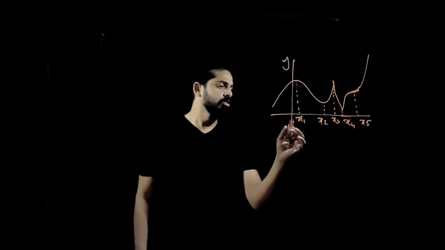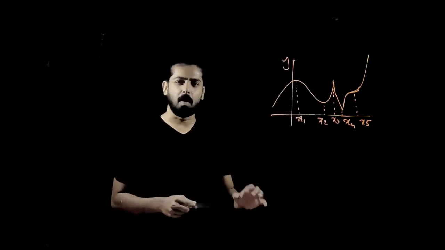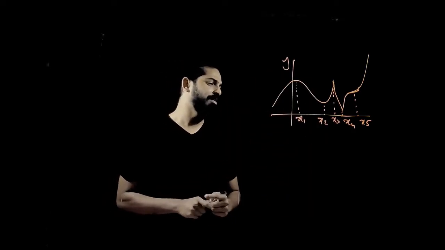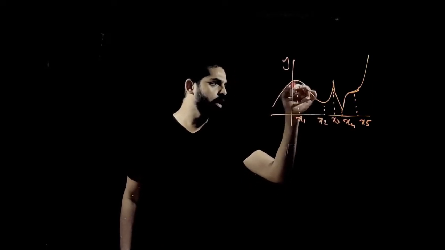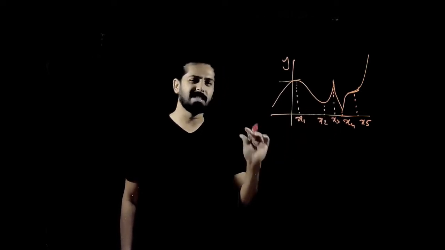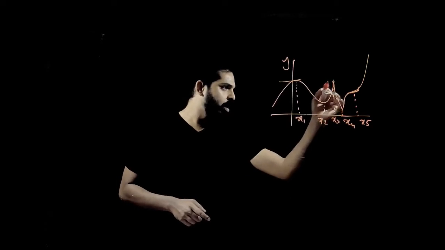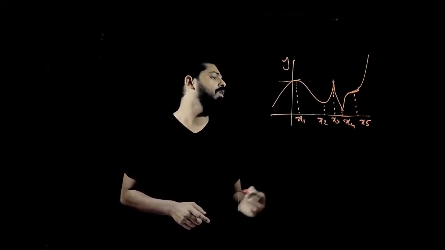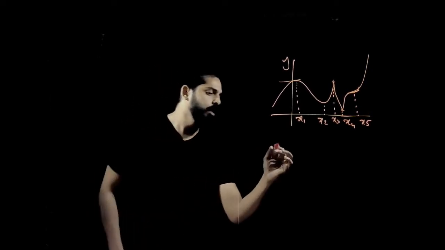The point x1 is one of the local maxima of this graph, and x2 is the local minima. x3 is also a local maxima, x4 is also a local minima, and x5 is a point of inflection.